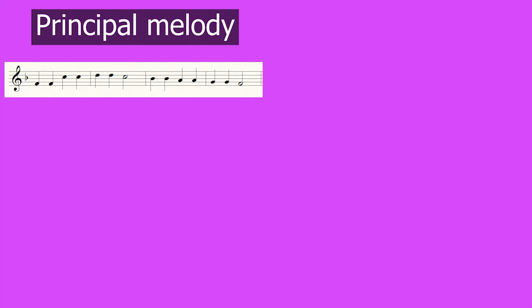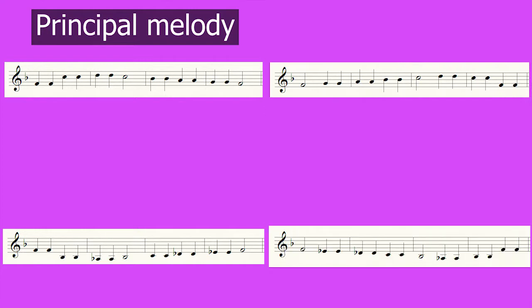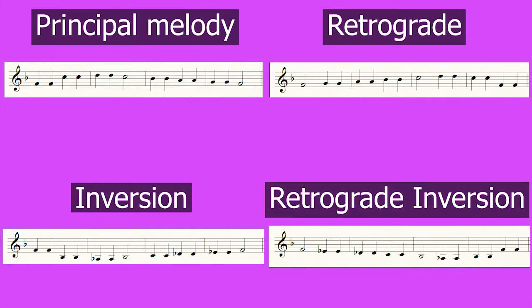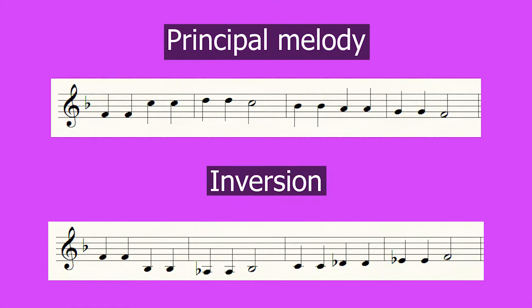Well, we can do a couple things. We can flip it upside down. We can play it backwards, we can play it backwards and upside down. Those are called retrograde, which is backwards, inversion, upside down, and retrograde inversion would be upside down and backwards. Retrograde, you just literally flip it around and play it backwards. Inversion, though, you take the intervals and flip every single interval. So let's say the melody goes up by a major second. In the inversion, the melody would go down by a major second, the exact same interval.